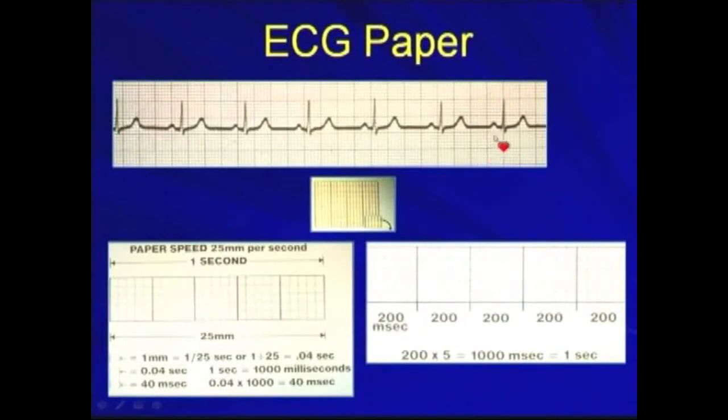Now, when you look at the ECG paper, it usually looks like this. Here, 1 second represents 5 large squares, and if we take 1 large square, the total time is 200 milliseconds. That means 1 small square is 40 milliseconds. This is important when we calculate the rate of the rhythm.